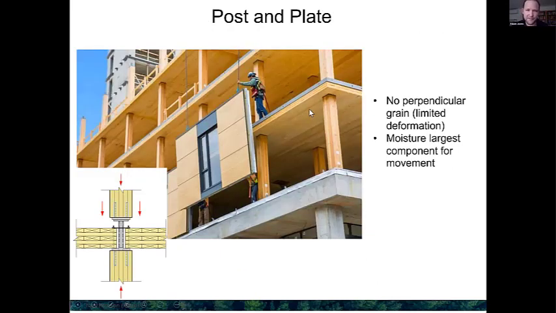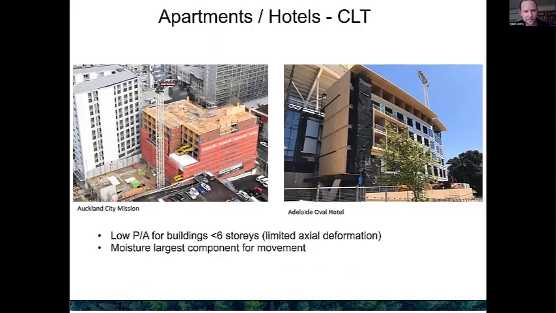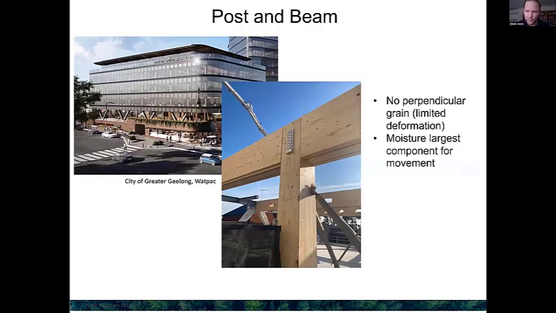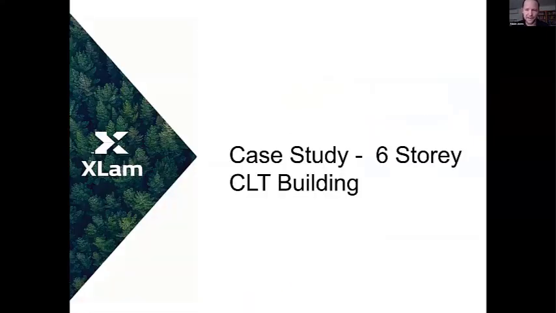What's also important is understanding the differences in movement for different types of buildings. So posts and beams, if we don't have much perpendicular grain loads, then there's going to be much more moisture, which is going to be critical for where our movement actually happens. So that's the case in post and beam buildings. When we go into light frame buildings, we're going to have highly concentrated loads with studs going through, say, plates and whatnot, and squishing our perpendicular grain. So there's going to be more deformation in light frame buildings, and typically it's going to be a function of moisture for CLT buildings.